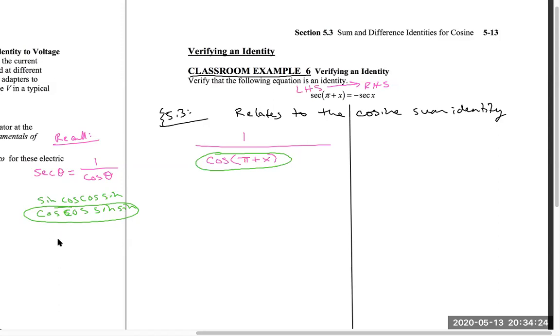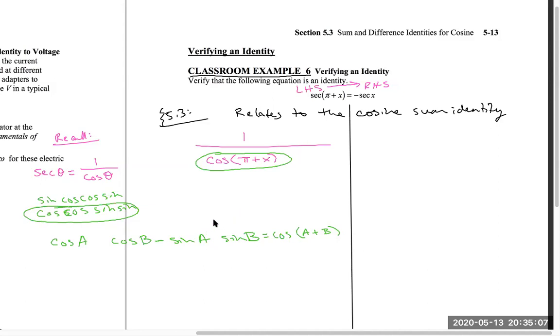So remember the way to do that, we have cosine, cosine, sine, sine. And then we have our A, B, A, B. What that's equivalent to, if we have a plus here between the A and B, then we're going to have a minus here. So we have cosine pi plus x. We're going to replace A with pi, replace B with x.